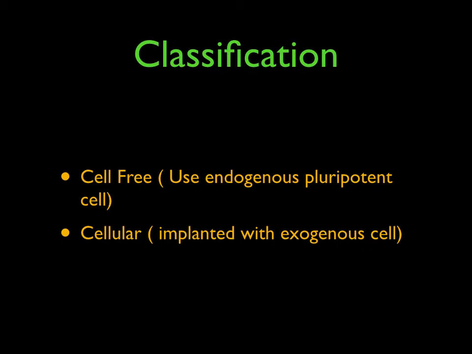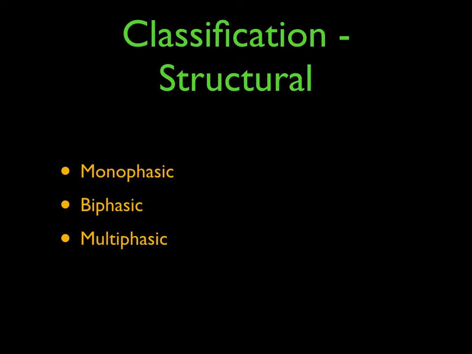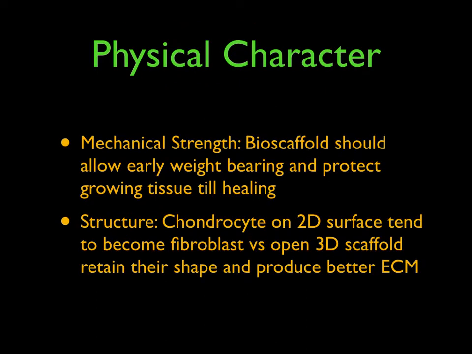For us, however, there are two broad classifications: whether they are cell-free or cellular. And there is a structural classification, which means whether they are monophasic, biphasic, or multiphasic. That is why I said it's going to get boring, because there are a lot of technical aspects. But I'll simplify it into two characters: one is the mechanical character, what we expect, and the other is the biological character. When we look at the physical character, we need them to allow early weight bearing. So they should have sufficient strength to allow weight bearing.